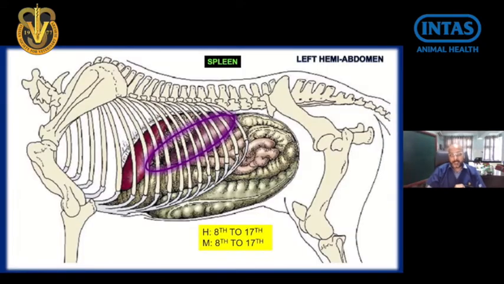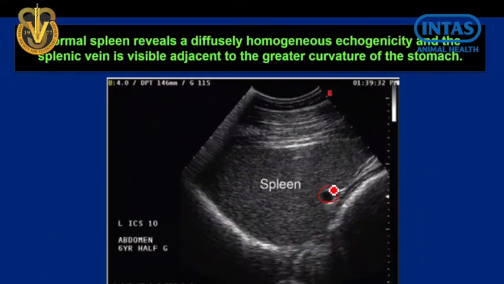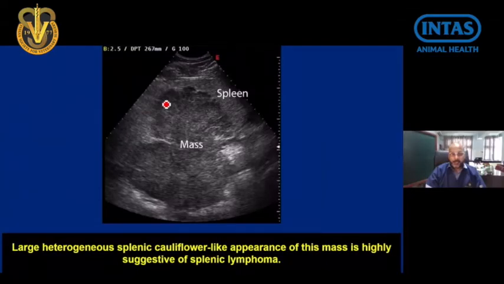Then the spleen here. Spleen is on the left side. I told you while I was dealing with the flash. This is how the spleen looks, and this is the gastrosplenic vessel. This is the normal spleen, and these are the gastrosplenic vessels, which are seen in association with the stomach here. This is a splenic mass.